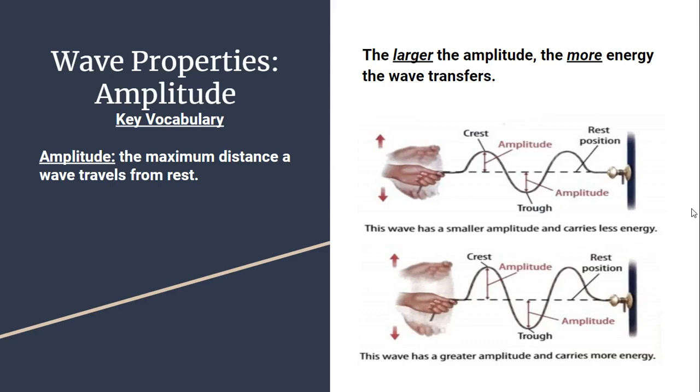and carries less energy. In the example below it, you can see that the hand is moving in a much larger motion. It's moving further up and down. This creates larger waves that have higher crests and deeper troughs. The amplitude from the rest line up to the top of the crest or the bottom of the trough is larger than the first wave. If you have a larger wave that's moving that rope higher up in amplitude, you've changed its position a greater deal and you have more energy.